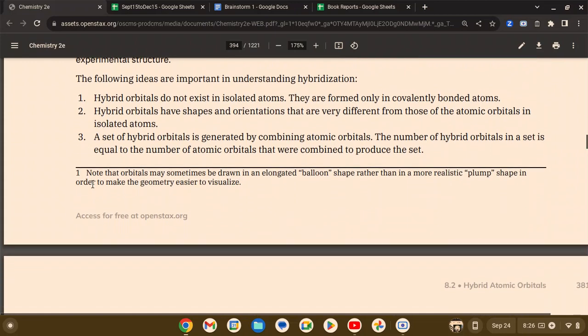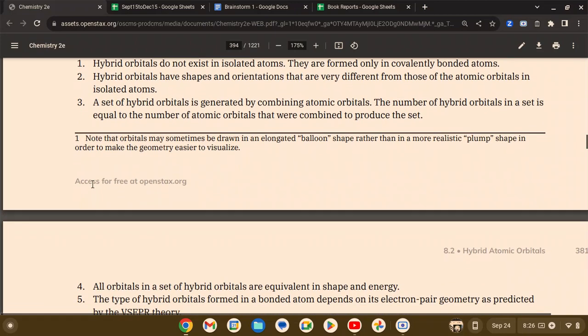The following ideas are important in understanding hybridization. 1. Hybrid orbitals do not exist in isolated atoms. They are formed only in covalently bonded atoms. 2. Hybrid orbitals have shapes and orientations that are very different from those of the atomic orbitals in isolated atoms. 3. A set of hybrid orbitals is generated by combining atomic orbitals. The number of hybrid orbitals is set equal to the number of atomic orbitals that were combined to produce the set. 4. All orbitals in a set of hybrid orbitals are equivalent in shape and energy.